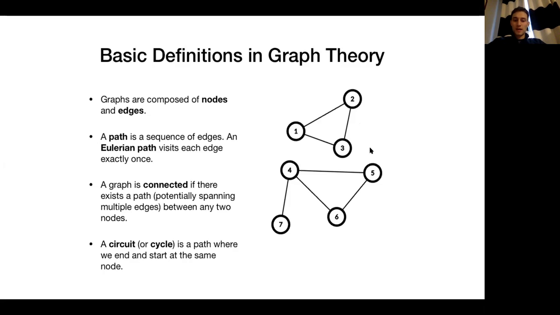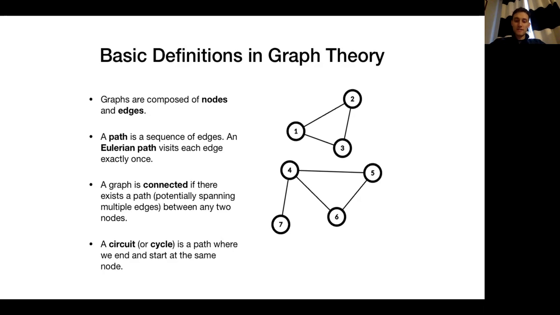There are some special paths that we're concerned about. For example, an Eulerian path visits every edge exactly once. And a special type of path is a circuit or a cycle, which is where we start and end at the same node. So in vehicle routing, if you want to start and end at the same place, you're going to be restricting your paths to circuits or cycles.